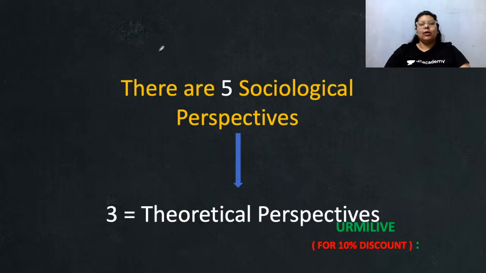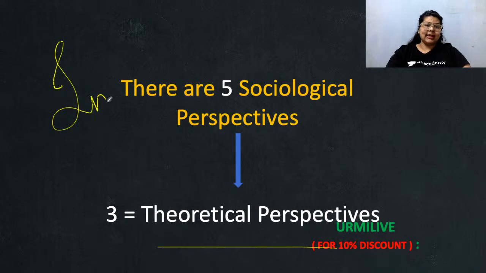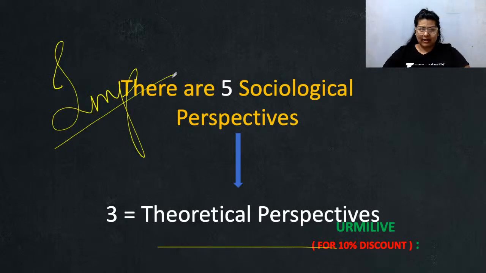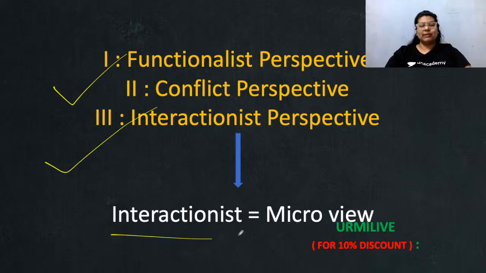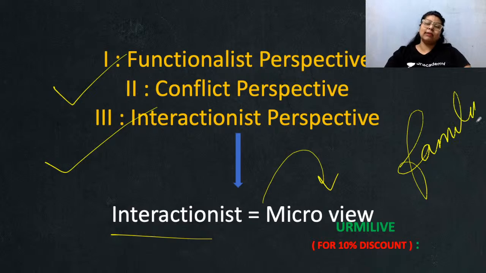All right. Now, there are 5 sociological perspectives, out of which 3 are theoretical perspectives. This is an important slide, and this can come. The rest is explained in later slides. What are they? Functionalist perspective, conflict, and interactionist. Interactionist basically means the micro view. Micro view can be your family, someone who is immediate to you. That is basically known as a small-scale thing.